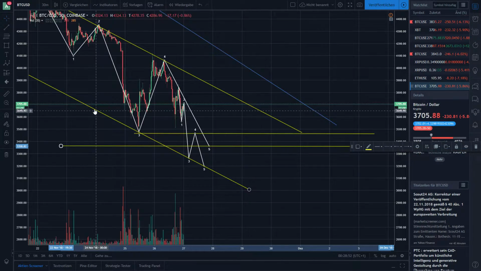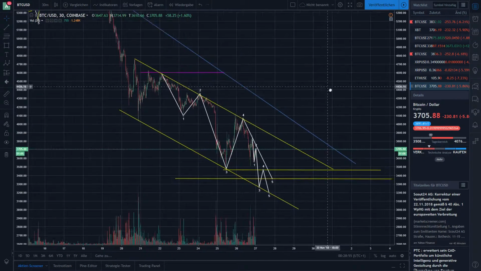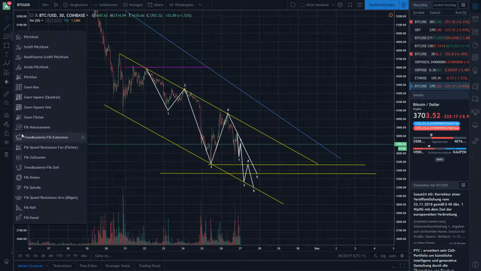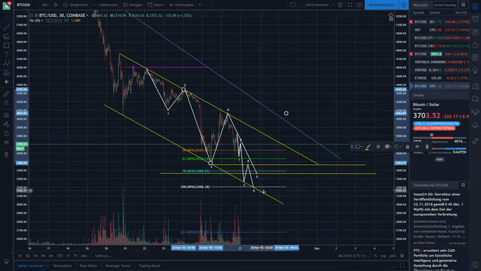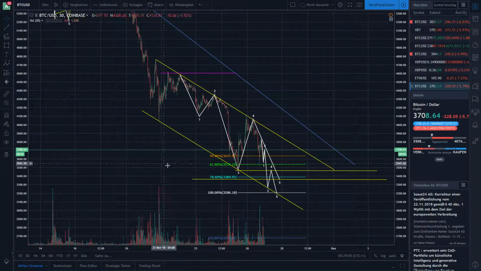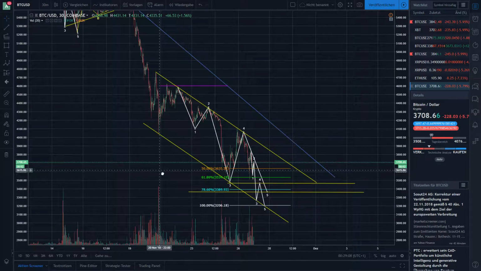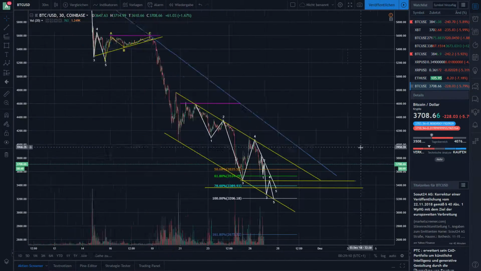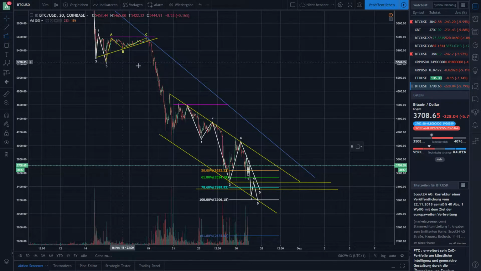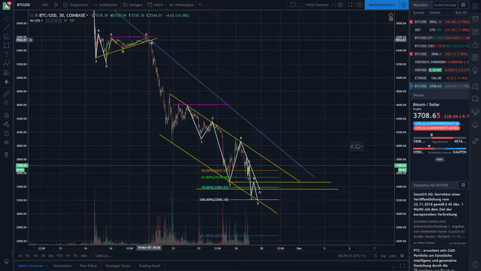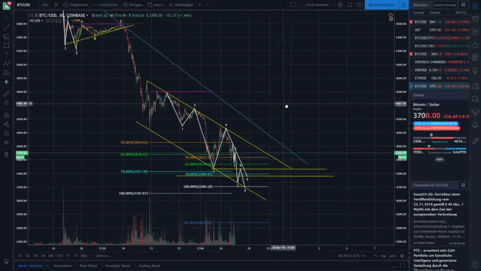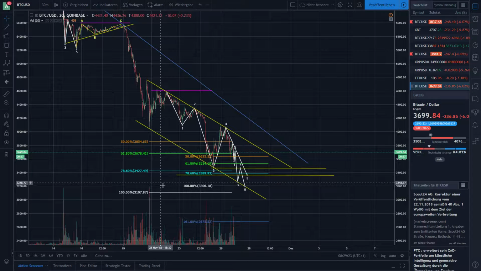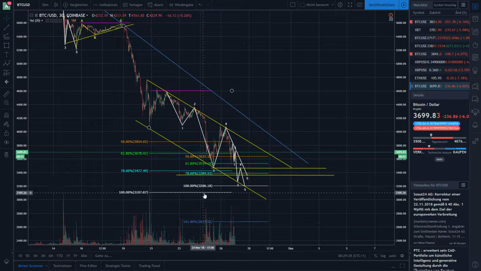So, let me look again at the pivot extensions. This seems reasonable. Yeah, 100%. That's exactly 100%. Yeah, that's looking pretty good actually. That's pretty much in between.